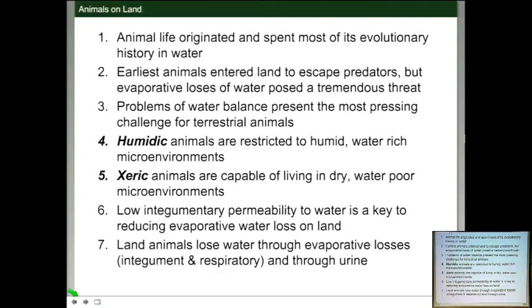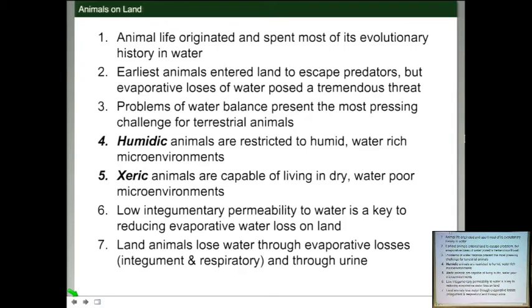Repeat this information again: animal life originated and spent most of its evolutionary history in water, in fact, in ocean water. The earliest animals entered land most likely to escape predators, but evaporative losses of water from these animals posed a tremendous threat. And so it continues, and illustrates the fact that problems of water balance are the most pressing challenge for terrestrial animals.